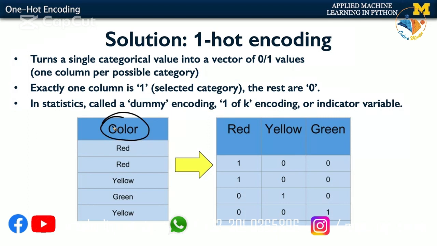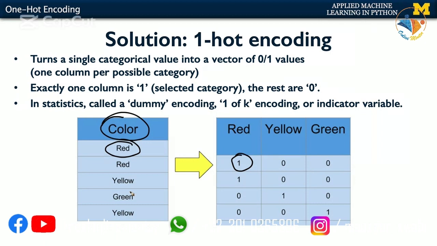So to get the one-hot encoding of the value red, we simply go through all the possible categories and we store 1 in the column that represents red and 0 for all the other categories. It's called a one-hot encoding because exactly one column is a 1, and that's the selected category, and the rest of the columns are 0.